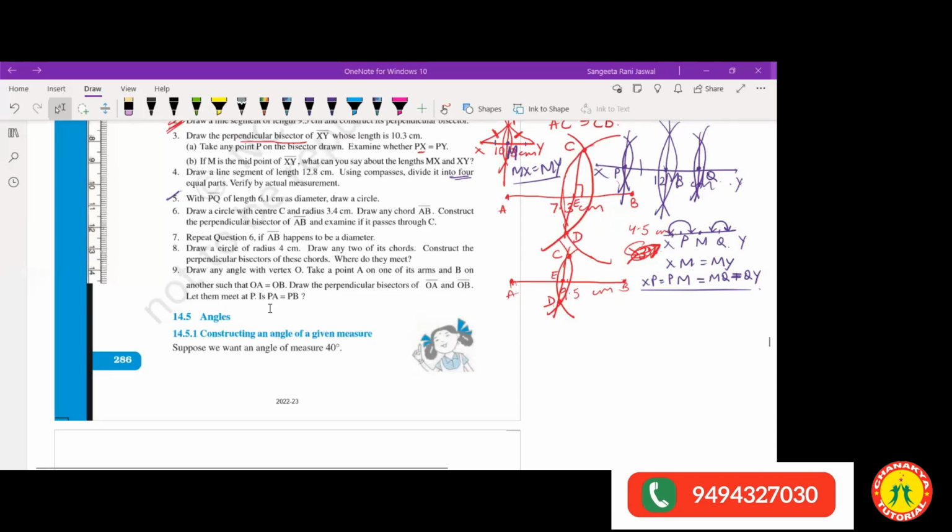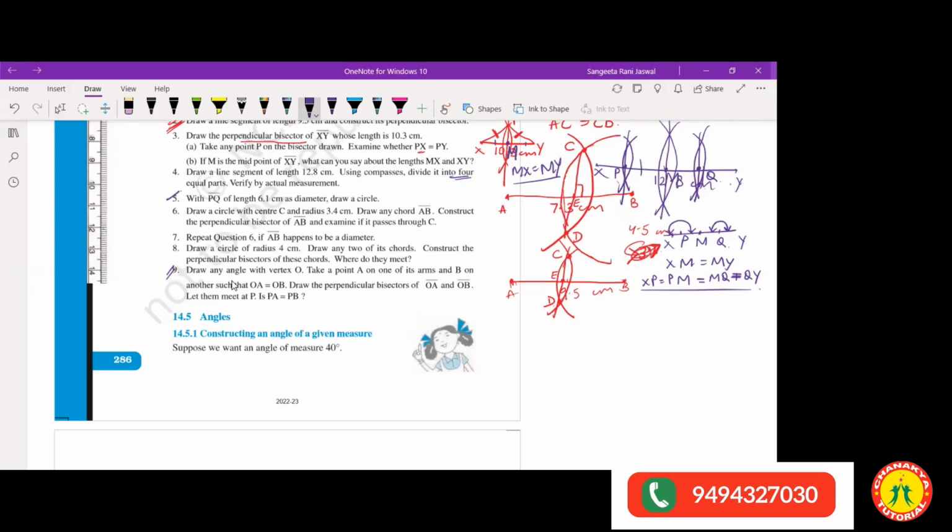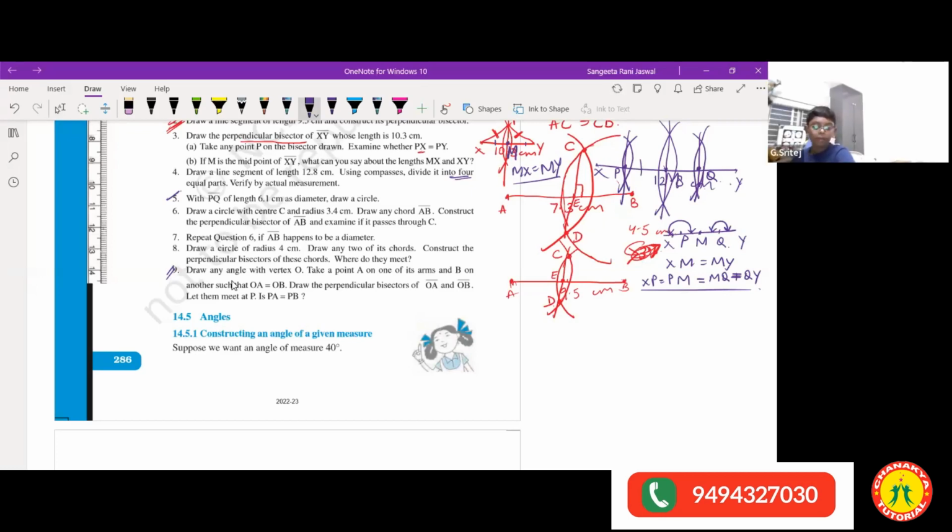Understood the question, Nasya? Yes, ma'am. You can even read the question. It's there on the screen. Question number 9. Ma'am, where does point P have to be? That will come inside the angle only. Okay, ma'am. Inside the angle.